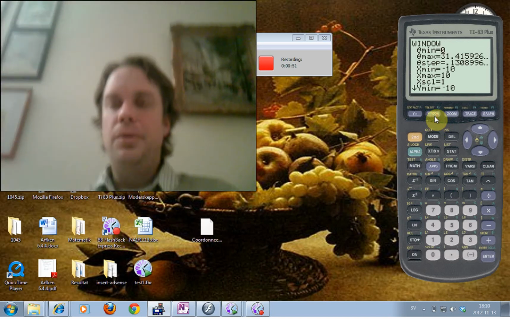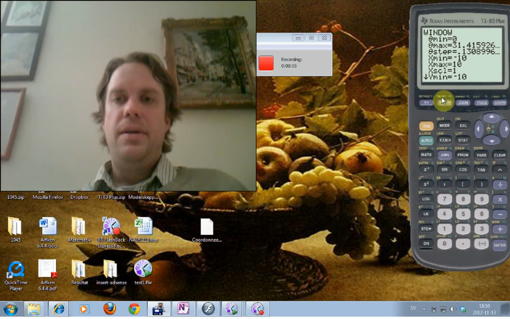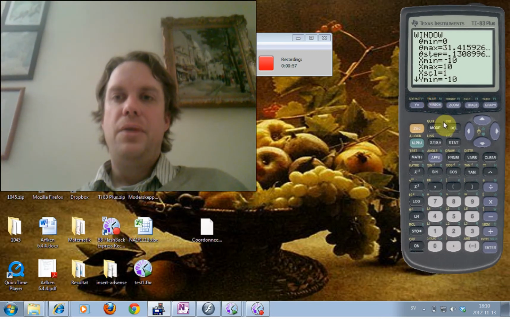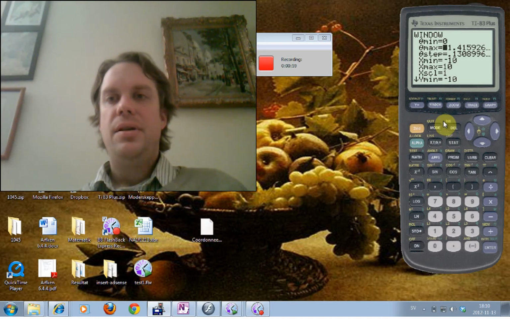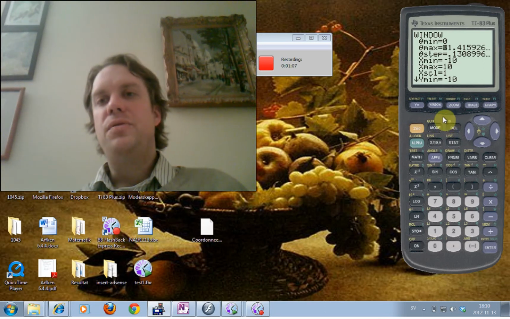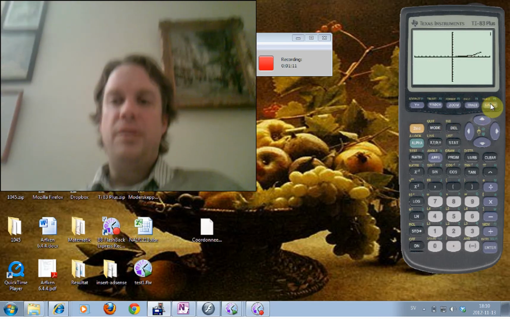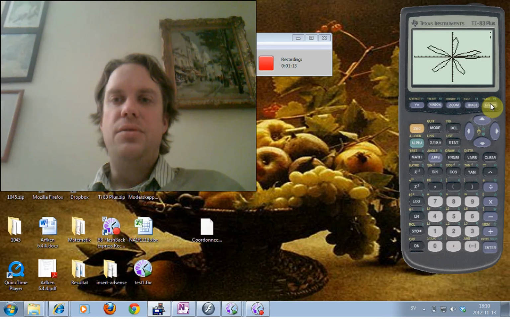so that you get theta running through enough laps that you get a nice polar rose. So in this case, I've chosen theta max equals 10 times pi, which corresponds to 5 laps. And then just press the graph button and it will nicely draw the polar rose.